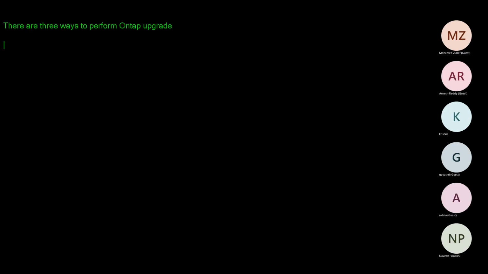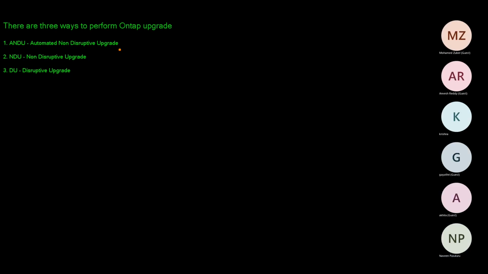First one is ANDU, that means automated non-disruptive upgrade. Next one is NDU, which is non-disruptive upgrade. Third one is DU, which is a disruptive upgrade. These are the three types of ONTAP upgrades we can do, in three ways actually.